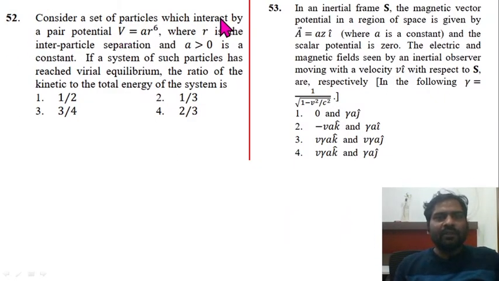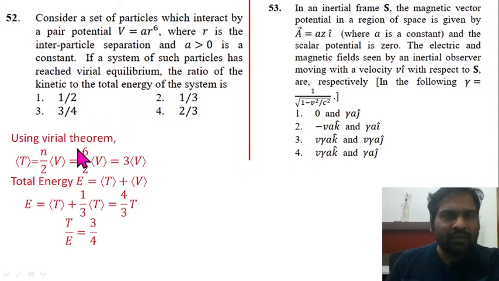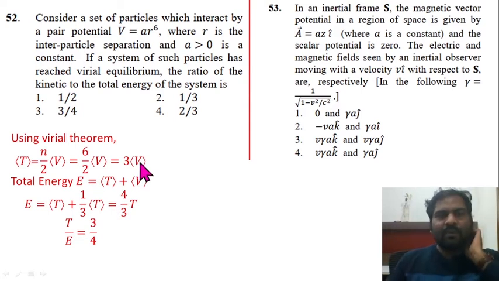Question number 52. Consider a set of particles which interact by a pair potential V equal to a r raised to power 6, where r is the interparticle separation and a greater than 0 is a constant. If a system of such particles has reached virial equilibrium, what is the ratio of the kinetic to total energy of the system? Using the virial theorem, kinetic energy is equal to n by 2 of the potential energy. n is equal to 6 here, so it will be 3 times the potential energy.